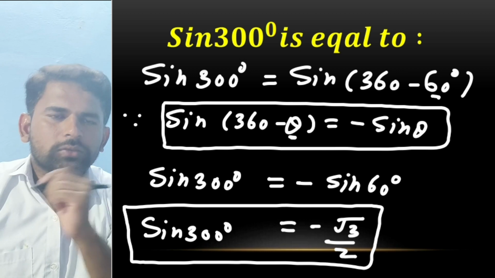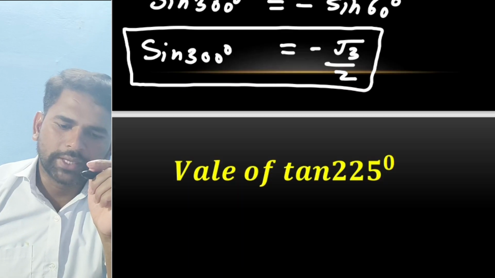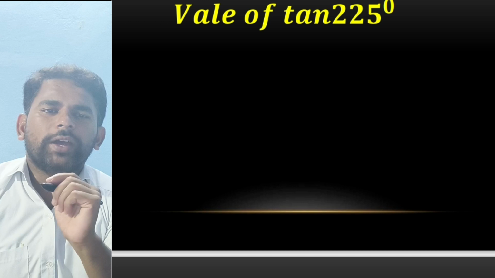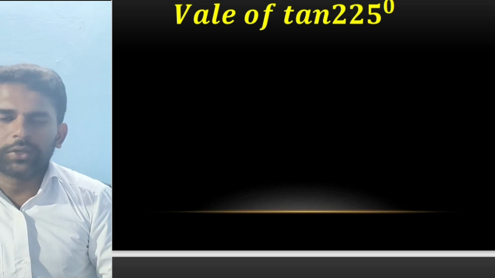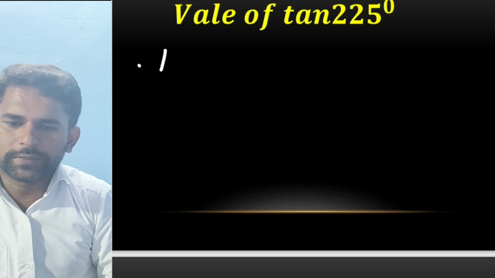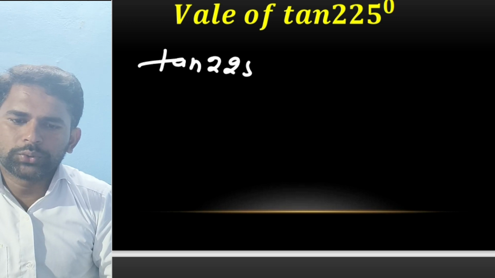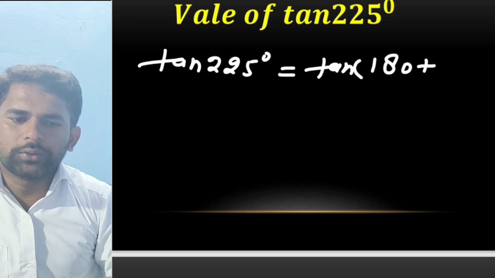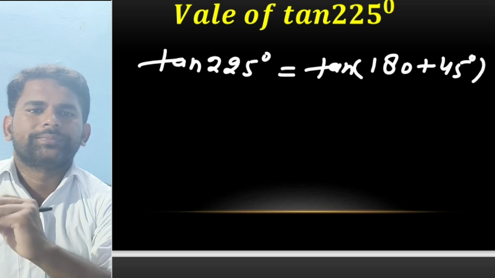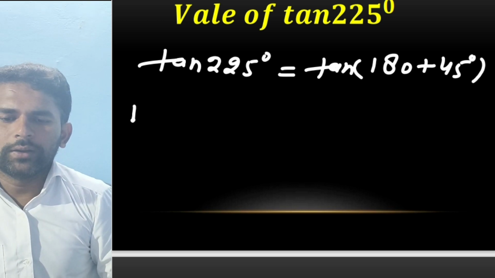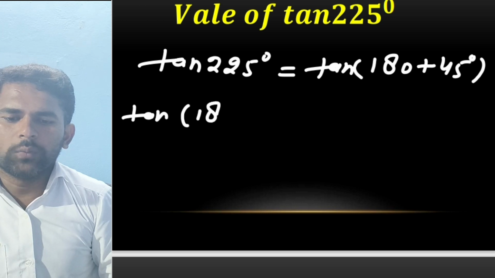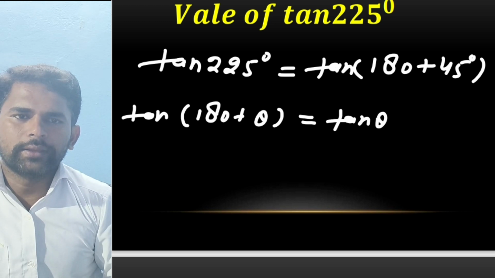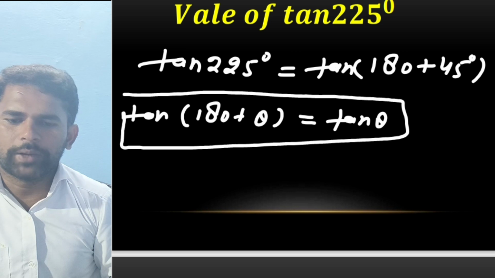Now you can see the next question on the screen. What are they asking? What is the value of tan 225 degree? So again what you will do, you will split this value. We can split it because tan 225 degree is equal to tan of 180 plus 45. You know very well one formula again: tan of 180 plus theta is equal to tan theta. So this formula you will apply here.